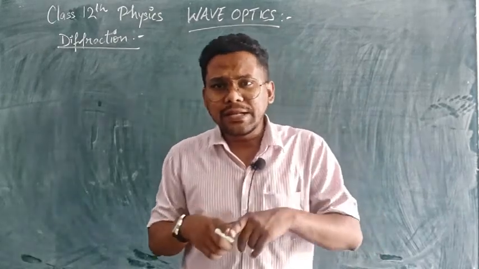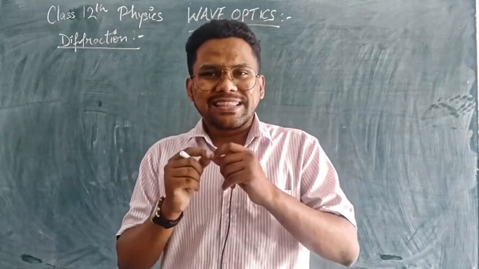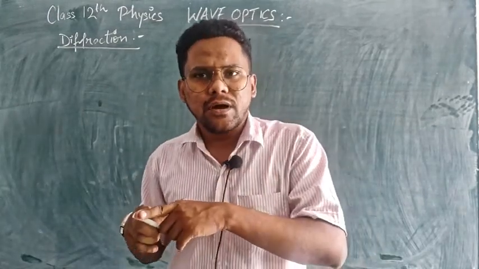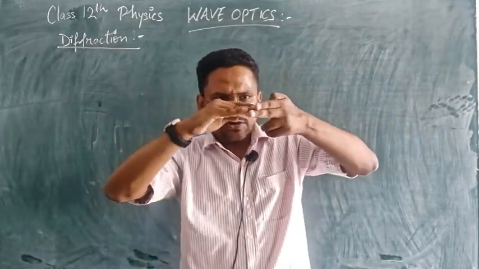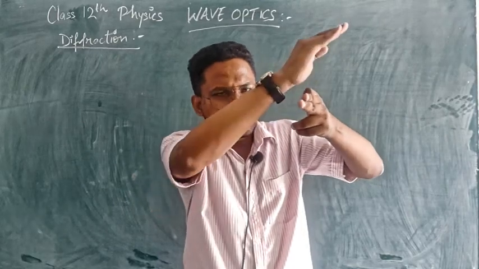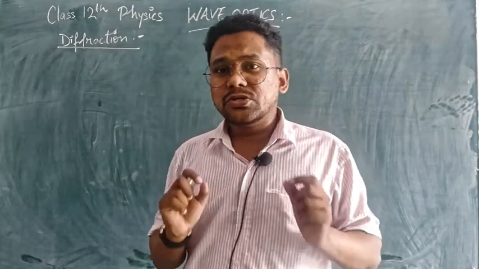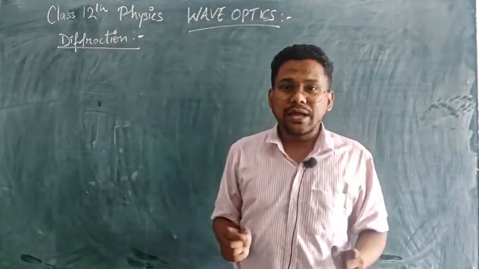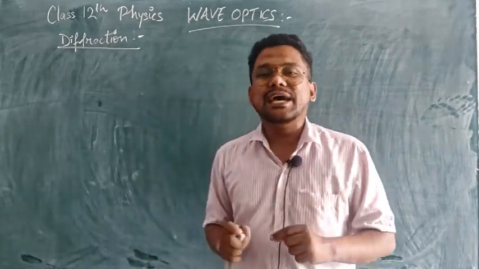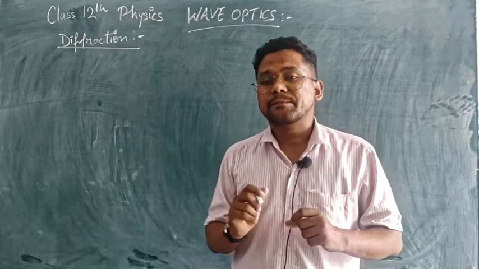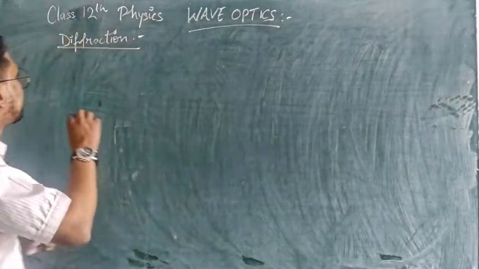But the condition for bending is that the obstacle should be very thin, okay? Like the edges of a blade. When you place a very thin obstacle, light going straight onto that obstacle bends into the geometrical shadow of that obstacle. Diffraction shows that light does not have particle nature. It bends, it means it has wave nature. So let us write down the definition of diffraction.